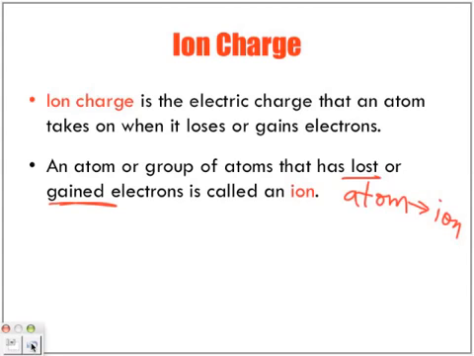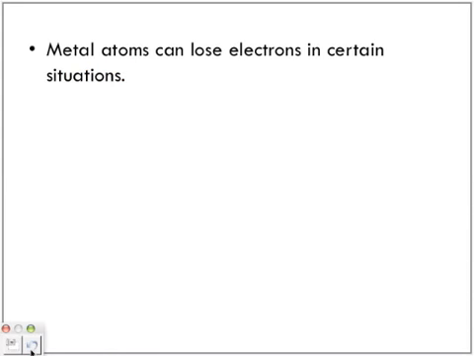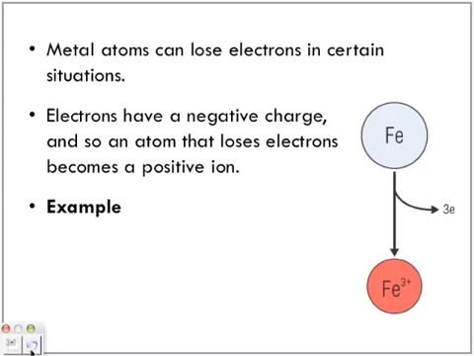So a magnesium atom can become a magnesium ion if it gains or loses electrons. We'll talk about that again, like I said, at a later point. Now, metal atoms can lose electrons in certain situations. Electrons have a negative charge, as we've talked about in previous chapters. So an atom that loses electrons becomes a positive ion. So here we have iron. We've lost 3 electrons, so because we've lost 3 electrons, we have a charge of +3.